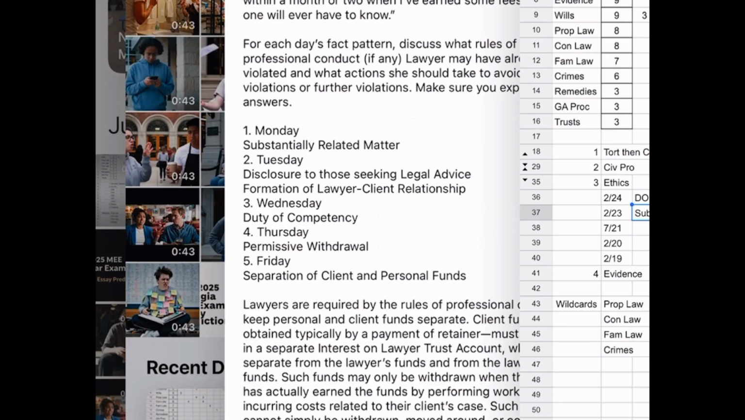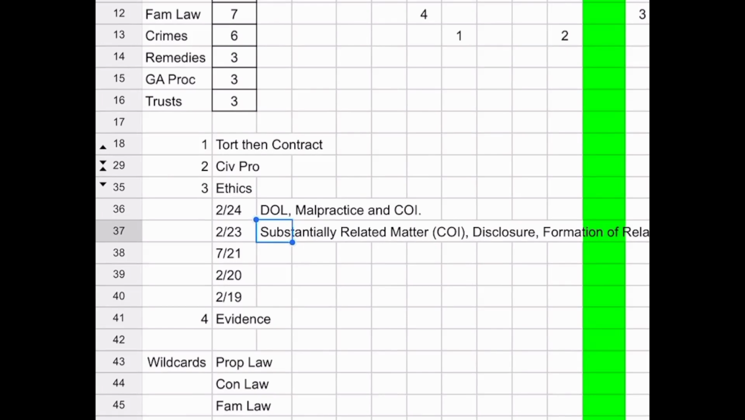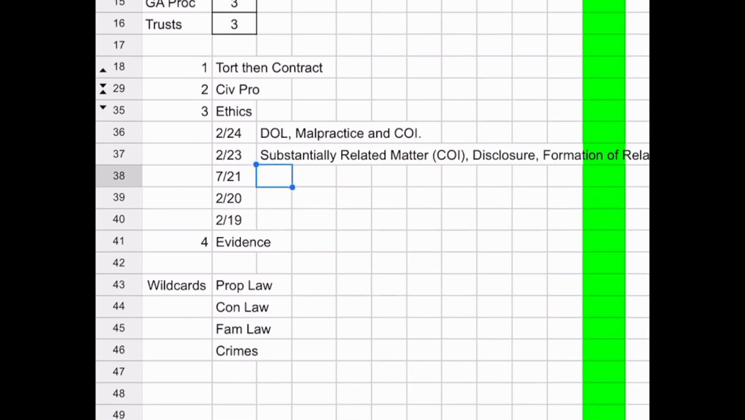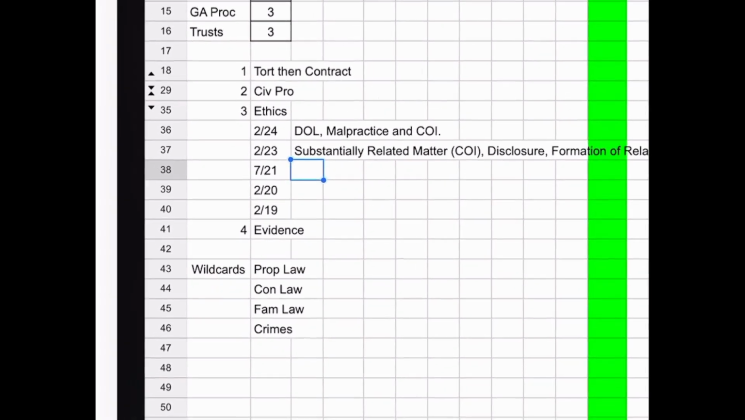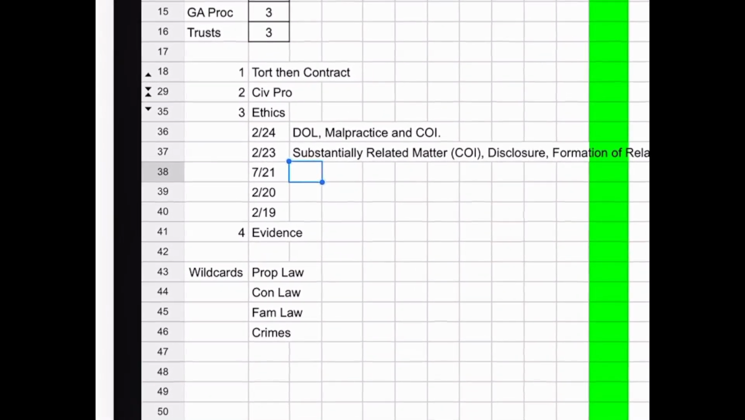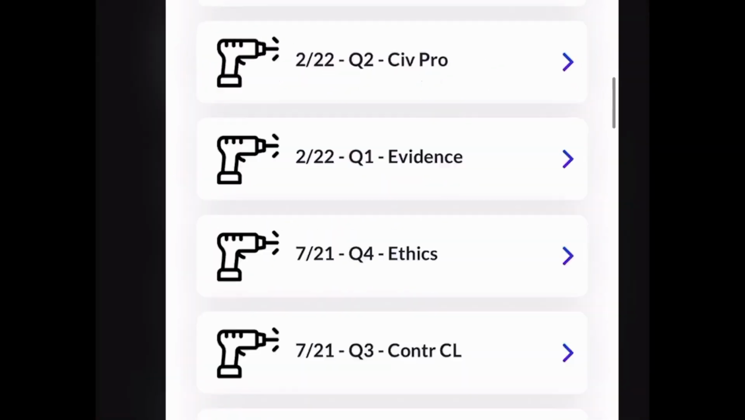Competency and withdrawal and funds. Competency, withdrawal, and funds. Never mess with the money, right? Always keep that separated. Okay, no commingling, no putting it in the personal account. Okay, the next one, 721.